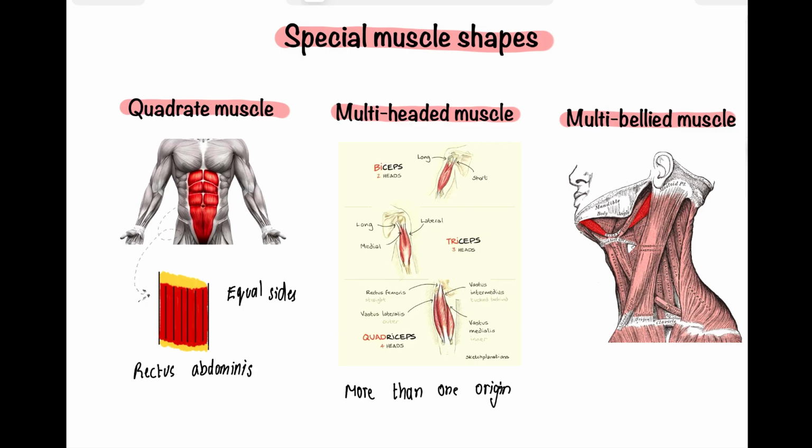The last one is multi-bellied muscles. It has more than one muscle belly. For example, digastric muscle.